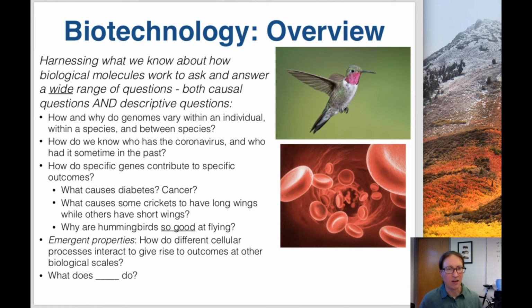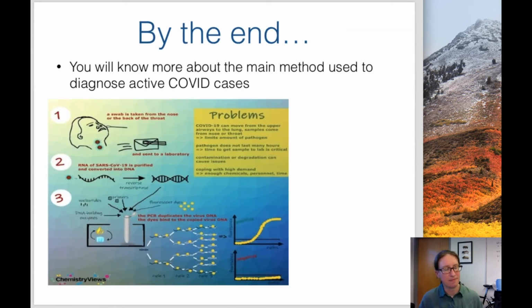And then on top of that, these tools start to allow us to address some of the emergent properties that we've talked about throughout the course. So how is it that different cellular processes interact and give rise to outcomes at other biological scales? And also just a very basic question in a lot of cases of, well, what does thing X do? What does gene X do? How do we know? How can we figure it out? And so again, by the end of this set of videos, my goal is that you will know more about the main method that's used to diagnose active COVID cases, and you should be able to explain that method to other people as well.